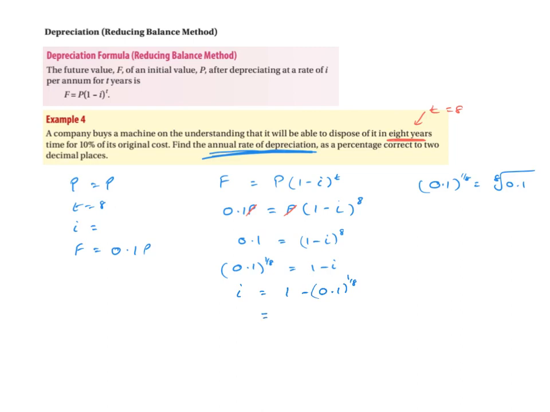If I do that, what I'll end up with is 0.25011, and that means that I have an annual depreciation of 25%.